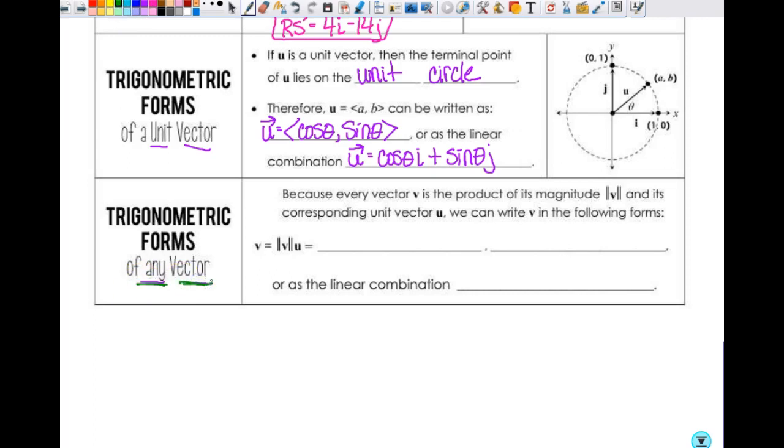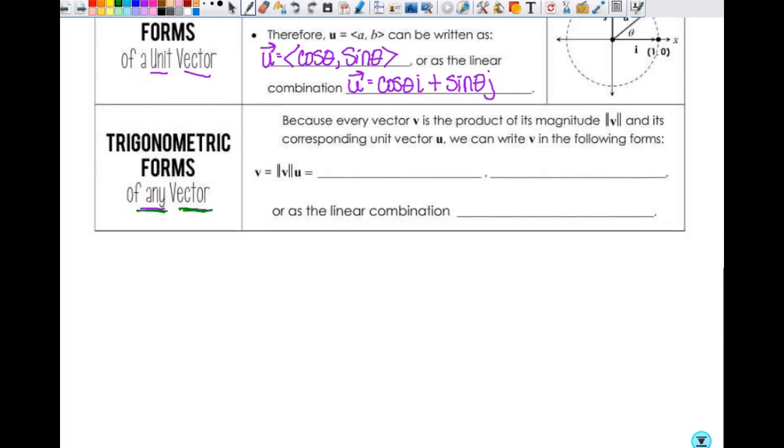It says because every vector v is a product of its magnitude and its corresponding unit vector, we can write this in the following forms. Now I want you to remember that your unit vector is equal to 1 over the magnitude of v times the vector itself. That's what we did on that other page. So if I want to solve for v, all I'm doing is multiplying both sides by the magnitude. That's where this comes from right there. Does that make sense to you?